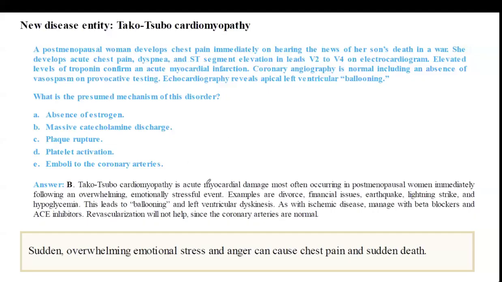So tachycardiomyopathy is an acute myocardial damage often occurring in postmenopausal women immediately following an overwhelming, emotionally stressful event like divorce, financial issues, earthquake, lightning strike, hypoglycemia. What it does is it causes ballooning of the left ventricle, and the left ventricle stops moving. Okay, so this is what we call left ventricular dyskinesia.